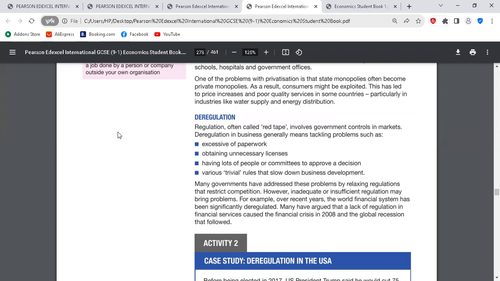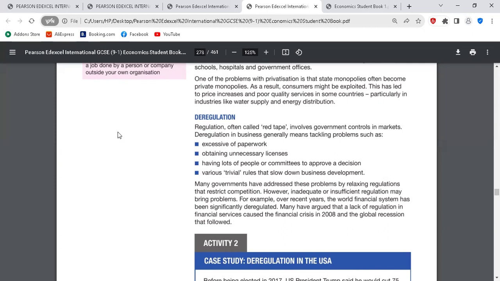So deregulation in business generally means tackling problems such as excessive paperwork, that is bureaucracy. A lot of paperwork before we can get permission to do this. Oh, we have to go to that ministry, we have to go to those offices, and it takes time and money. And so I don't want to do this, I stop. I don't want to be part of that industry.